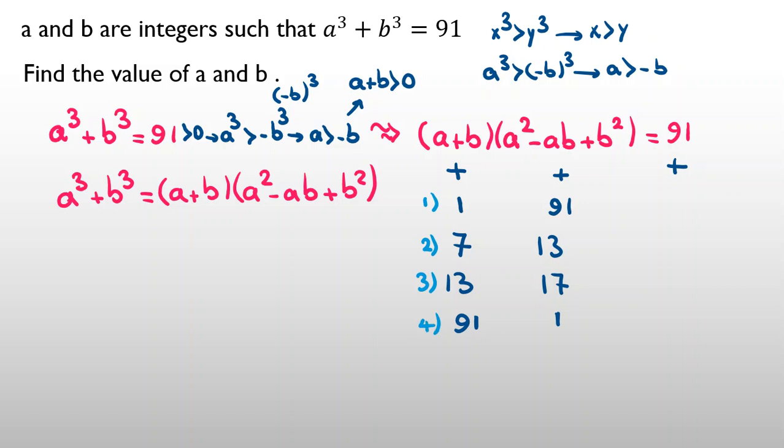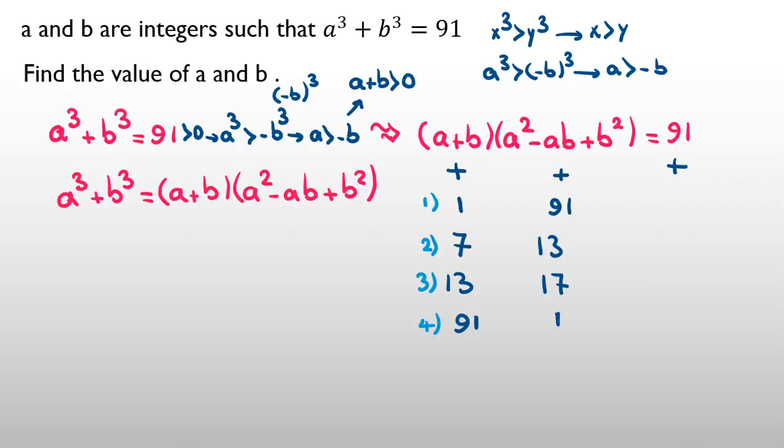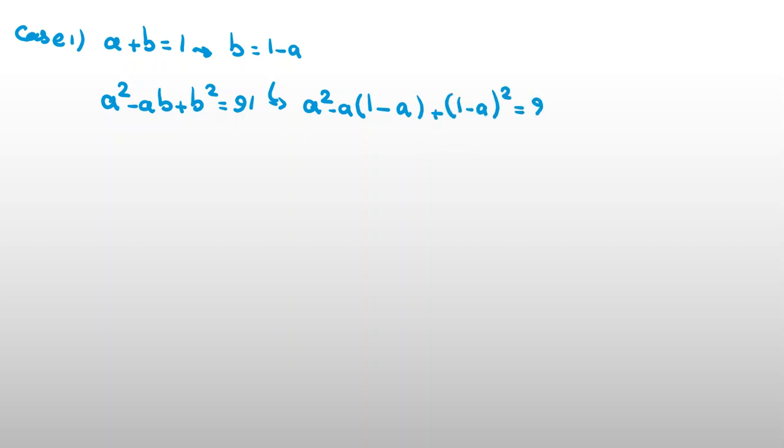And if we check each of them, so case 1, a plus b is 1, and a squared minus ab plus b squared equals 91. Now, I can say b equals 1 minus a. So I can say a squared minus a times (1 minus a) plus (1 minus a) squared equals 91.